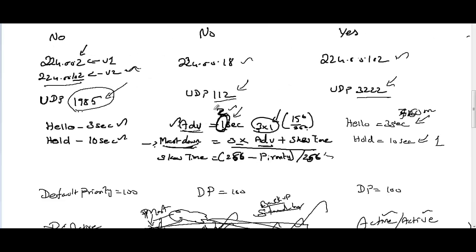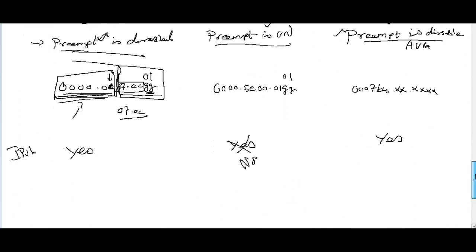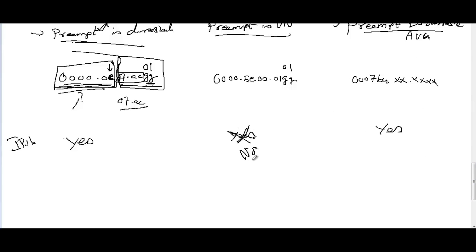There is another small change. For VRRP, it is not UDP 112, it is IP 112. It's IP protocol 112 for VRRP, and the multicast address is the same, 224.0.0.18. All the other things are correct. One more thing, as we already discussed, VRRP doesn't support IPv6. It's only HSRP and GLBP.